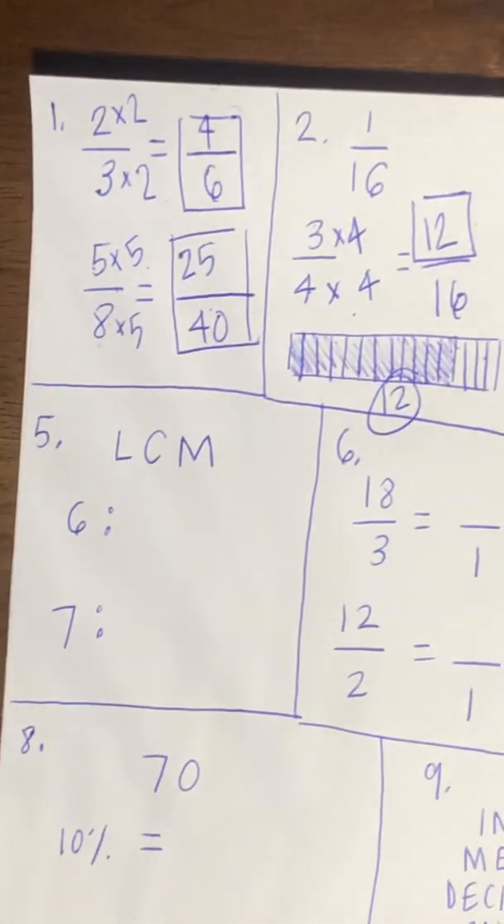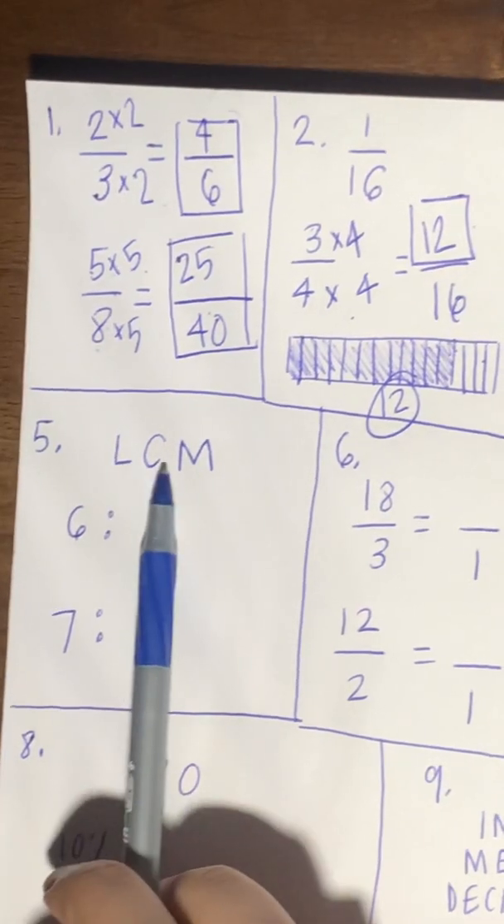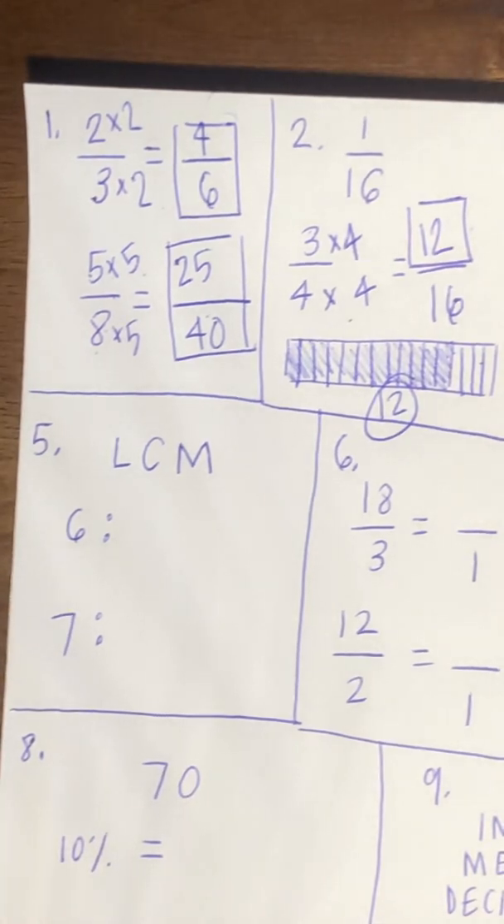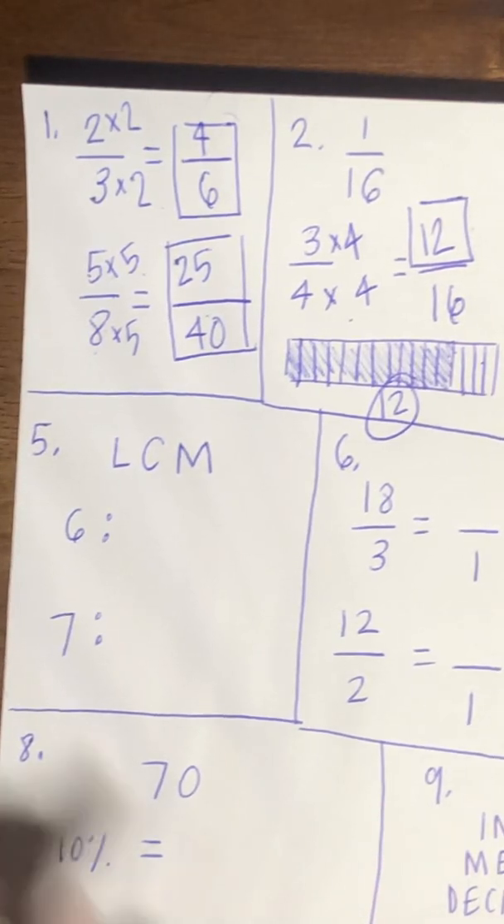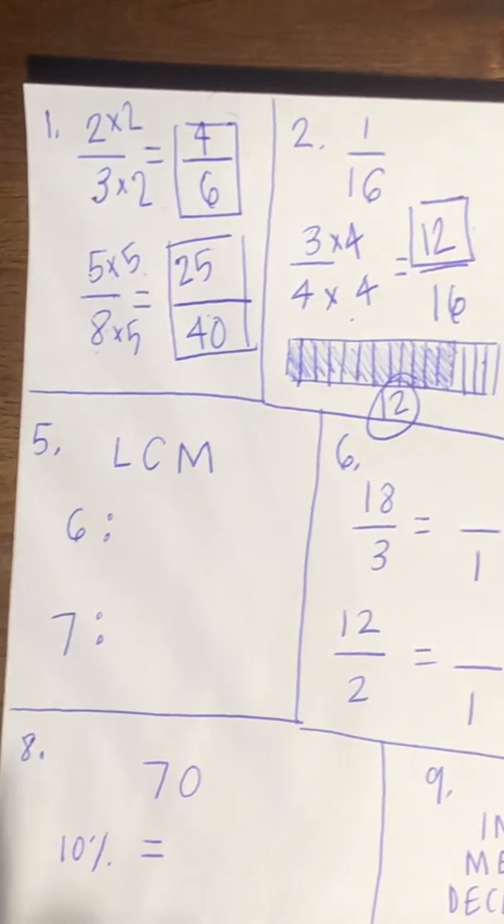Number 5 is LCM, or lowest common multiple. To figure this one out, you need to determine the lowest common multiple, which is the smallest number that both of these two have in common. So to figure these out, you need to write out your facts.